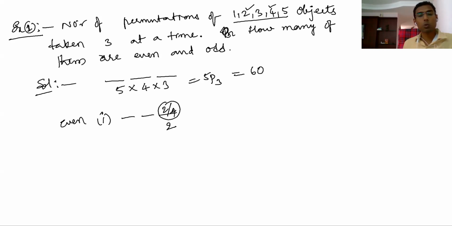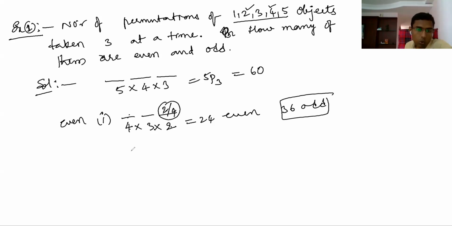Now one object is arranged here, so one number is used. When 2 is arranged, only 4 numbers are left. These 4 numbers can fill the first blank in 4 ways. Then 1 more is used, leaving 3 ways. So 2 into 4 into 3 is 24. That means 24 even numbers. With 24 even, the remaining 36 numbers will be odd.